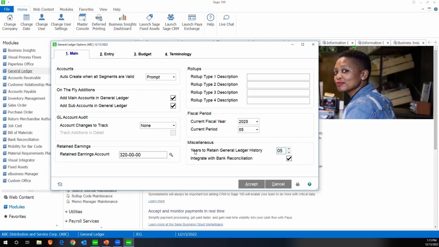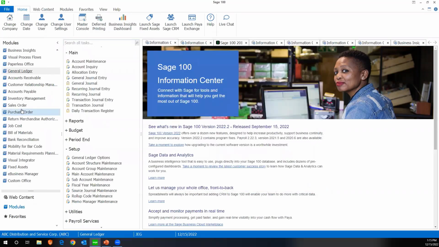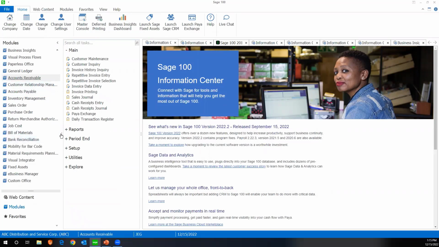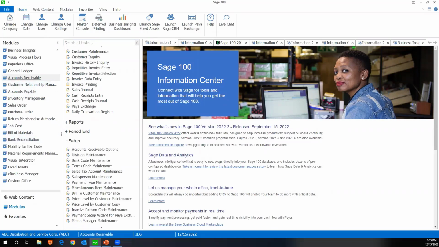And that's on all the modules. There'll be different years or months or days to retain history. So that's where it's at in GL. And if I go to accounts receivable, and then go into options.